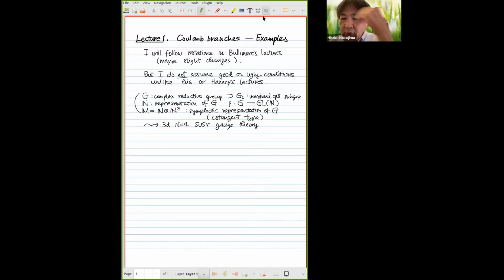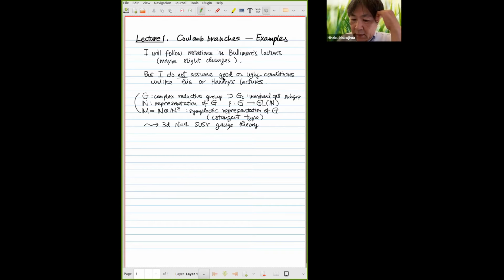I will basically follow the notation in Gaiotto's lectures, maybe with slight changes. But there's one important difference. I do not assume good or ugly conditions, which Gaiotto always assumed. And if you hear Hanany's lectures, he also assumed good or ugly conditions. But for the geometric application to geometric Satake, it is crucial not to assume these conditions.